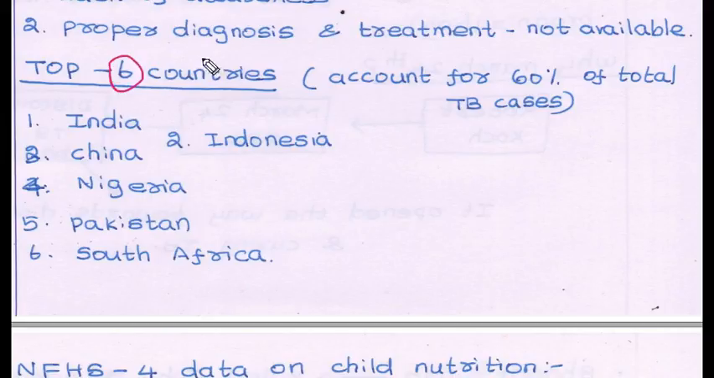These top 6 countries account for 60% of the global tuberculosis cases. So the first rank goes to India, second rank goes to Indonesia, third rank goes to China, fourth rank goes to Nigeria, fifth rank goes to Pakistan, and sixth goes to South Africa.